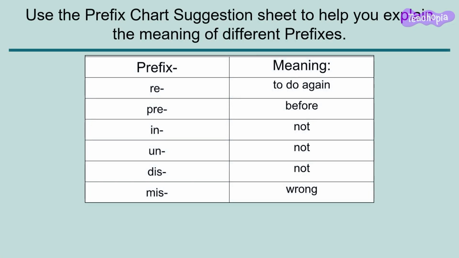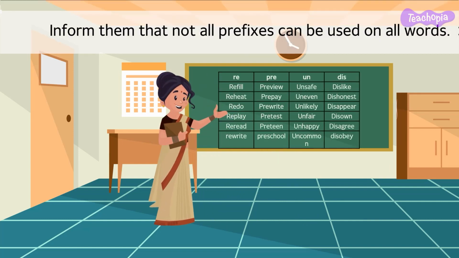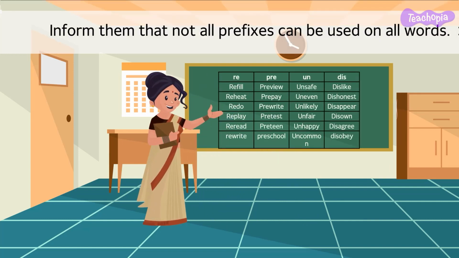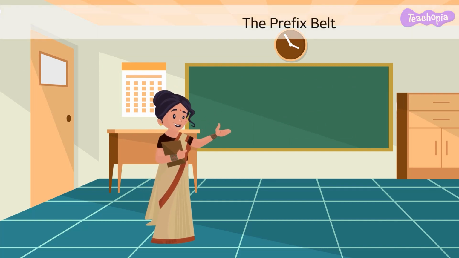Use the prefix chart suggestion sheet to help you explain the meaning of different prefixes. Explain to them how prefixes are added to base words and inform them that not all prefixes can be used on all words. We can only use some types of prefixes with some types of words. Here are some examples. Help them understand how to combine prefixes with a simple tool, the prefix belt.